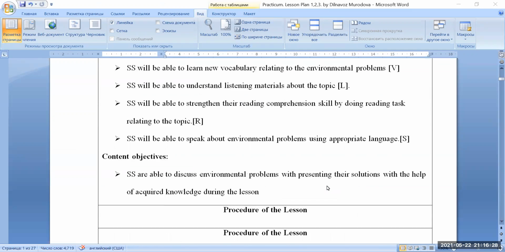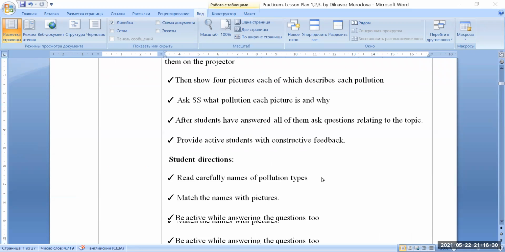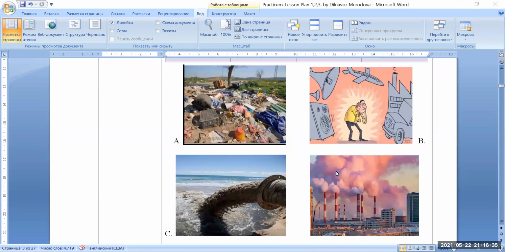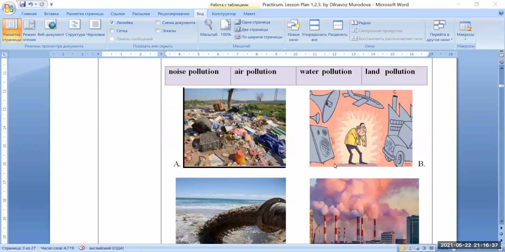And guys, just now I want to show you 4 pictures, and they describe noise pollution, air pollution, water pollution, and land pollution. You should tell me which picture describes which type of pollution. For example, let's begin. Look at picture A. Who will answer? What kind of pollution is this?